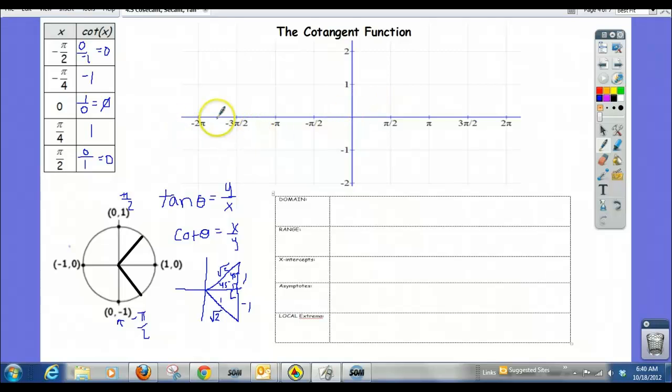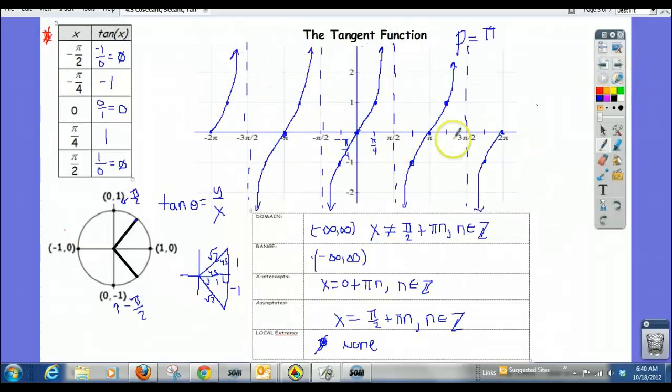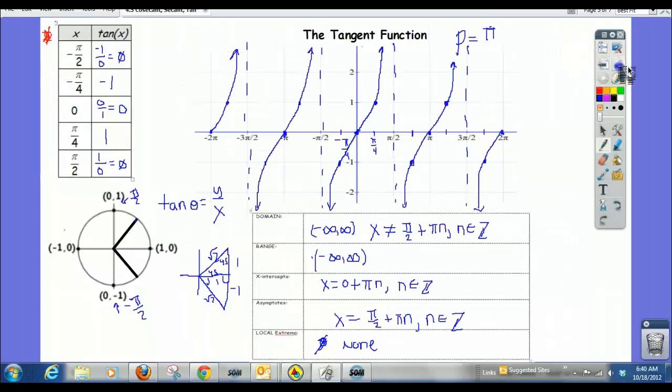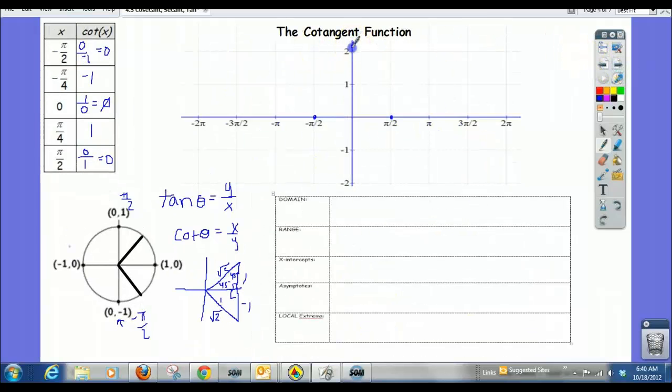Alright, so what does this look like? Well, notice in the tangent graph where there were asymptotes, now those are zeros for cotangent because they're reciprocals. So that makes sense. So at pi over 2 and negative pi over 2 we have zeros. And at 0, where tangent was 0, we actually have an asymptote.